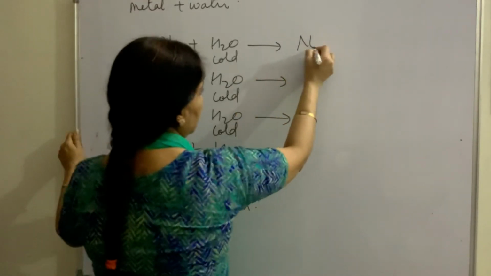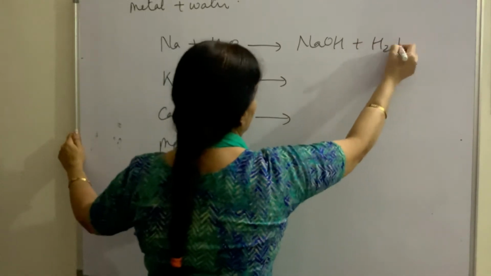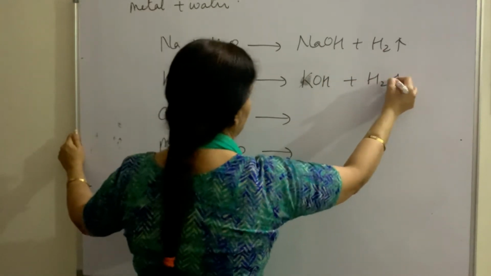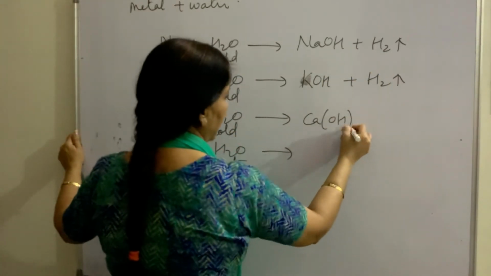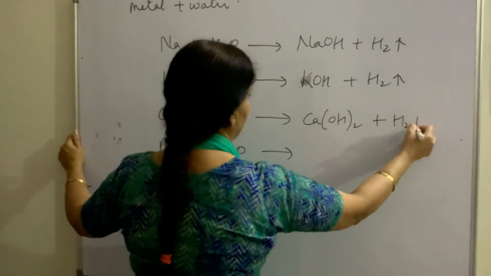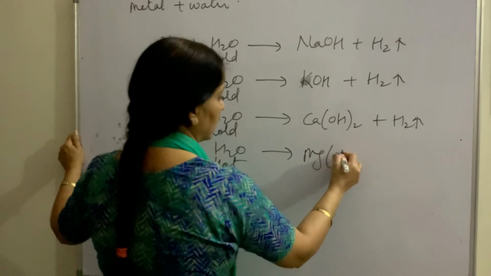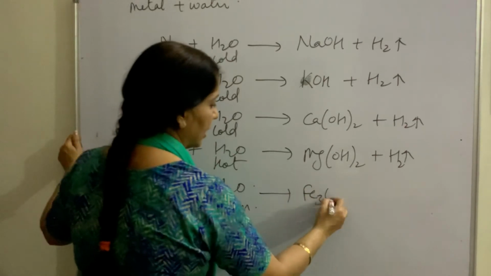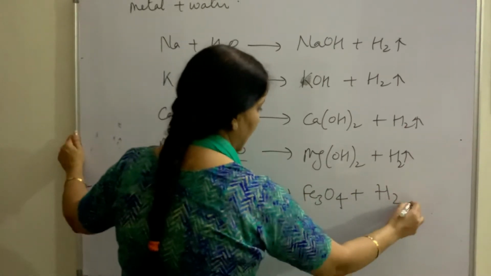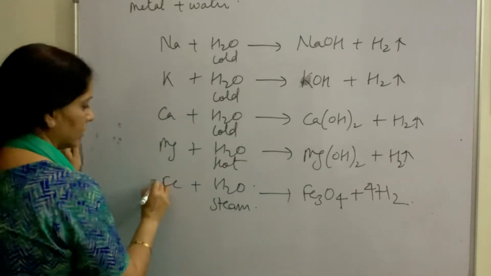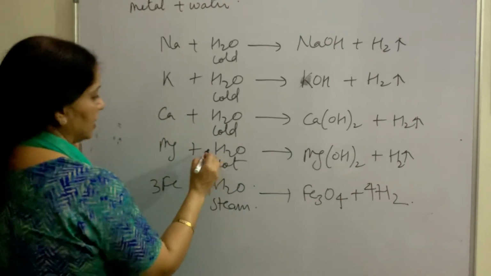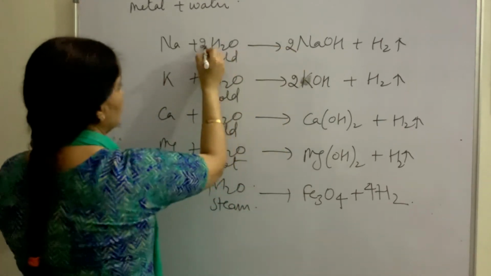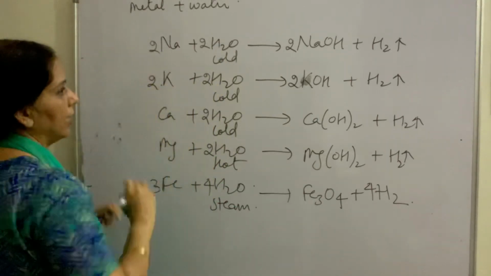What are the products? Sodium hydroxide plus hydrogen gas, potassium hydroxide plus hydrogen gas, calcium hydroxide plus hydrogen gas. Here we have magnesium hydroxide plus hydrogen gas. But here we have ferric oxide plus hydrogen gas. It will be Fe3O4, it will be 3 and 4. For balancing we need to put 2 here, we need to put 2 here, 2 KOH, 2 NaOH, 2 H2O and 2 Na and 2 K.